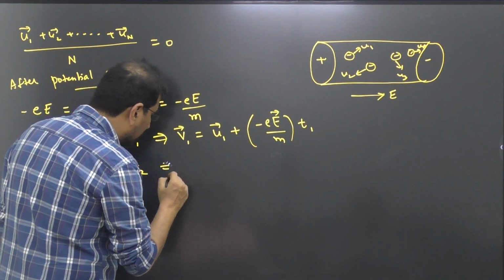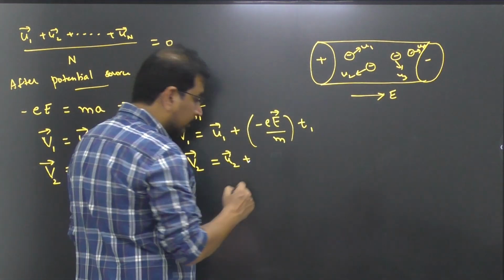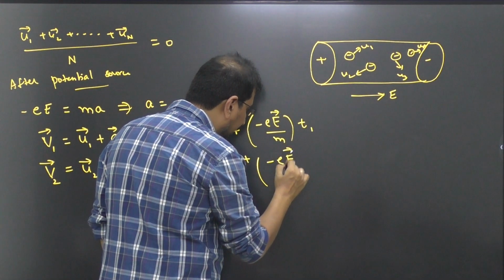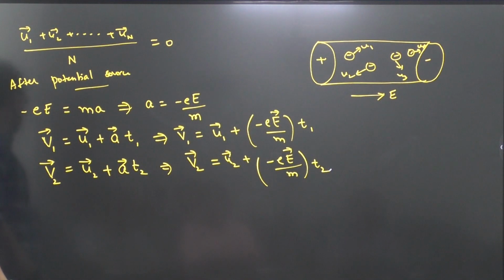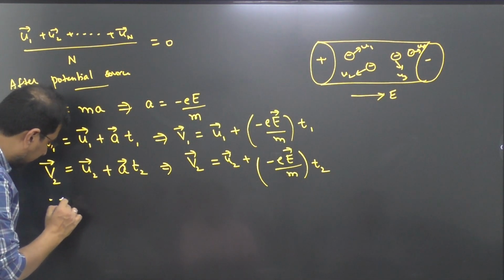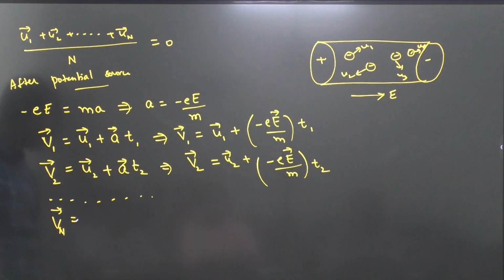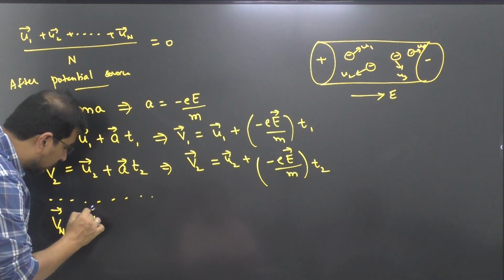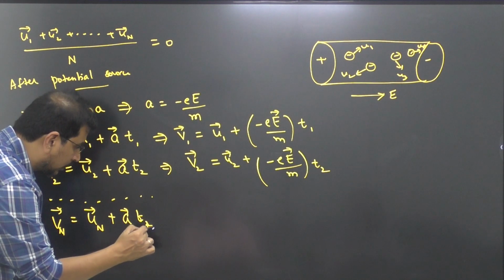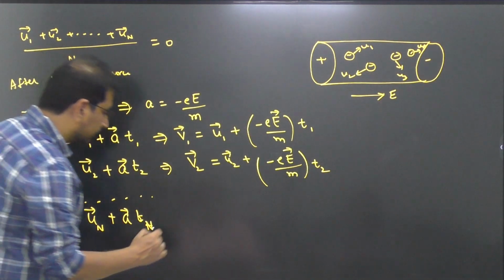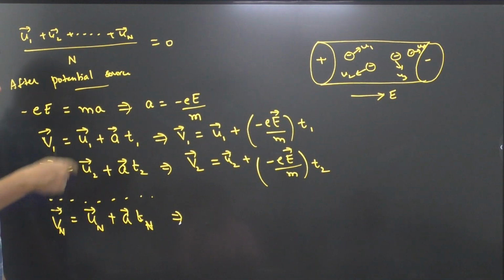So what will I write here? Which implies V2 vector is equal to U2 vector plus negative of e into capital E as a vector, the whole divided by m into T2. Makes sense? So like this, if you keep on writing, then what is going to be the value of Vn vector? It is going to be Un vector plus A vector into Tn. Right? So here I am writing the time to be different because each particle will take different time to reach the same acceleration.